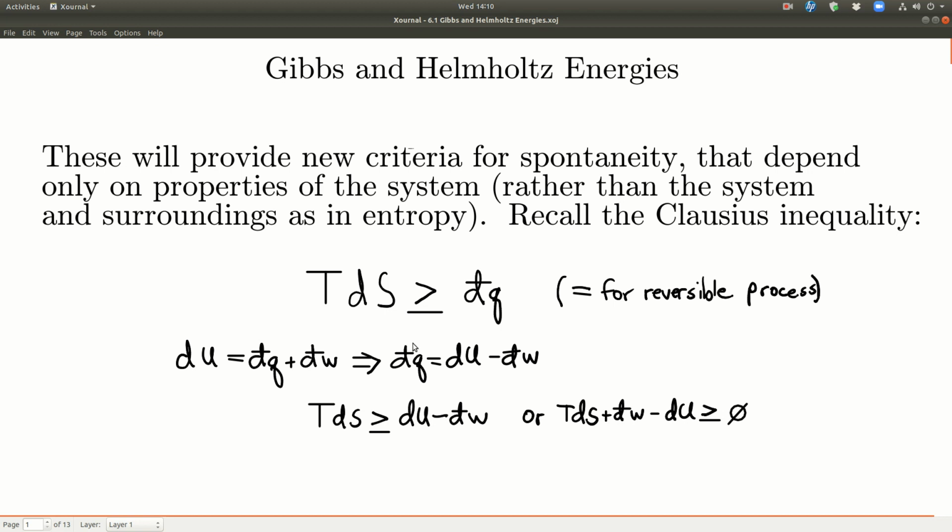But we can write d̄q another way. Because we know from what internal energy is that dU is equal to d̄q plus d̄w, or d̄q is equal to dU minus d̄w. If we just substitute this expression in for d̄q, we get TdS is greater than or equal to dU minus d̄w, or rearranging that, TdS plus d̄w minus dU is greater than or equal to 0.